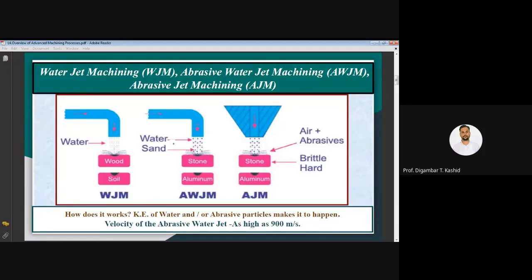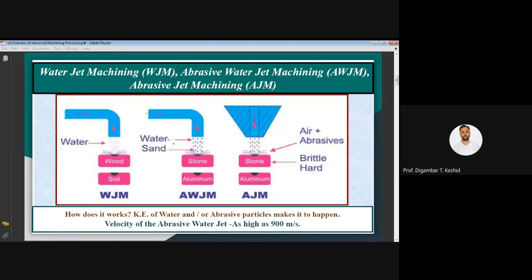And when that high velocity water jet strikes, or hits, any material, and here I have considered a wooden block, or wood piece, or soil, then if it strikes continuously, after some period of time you will observe that from the top surface of that wooden block some material is removed in the form of craters.